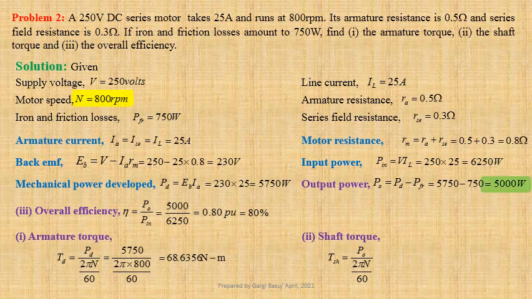Shaft torque Tsh equals Po divided by 2 pi N by 60. Using values, we get 5000 divided by 2 pi into 800 by 60. That gives us 59.6831 newton meter.